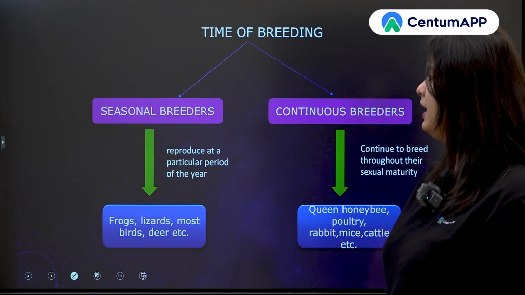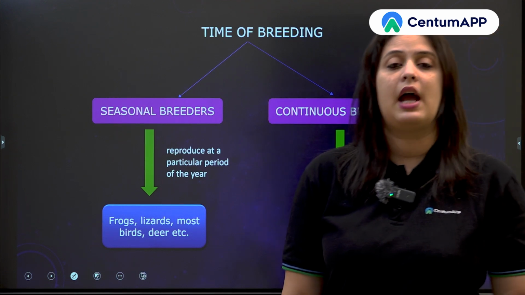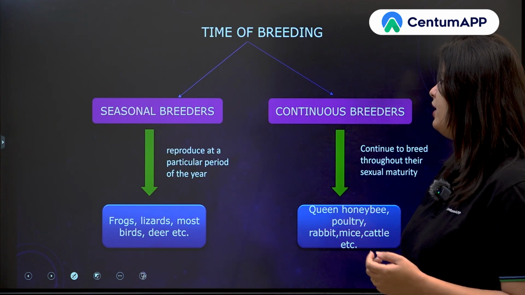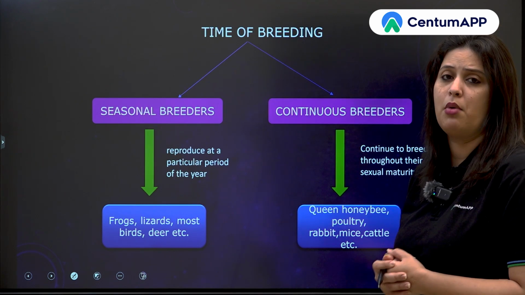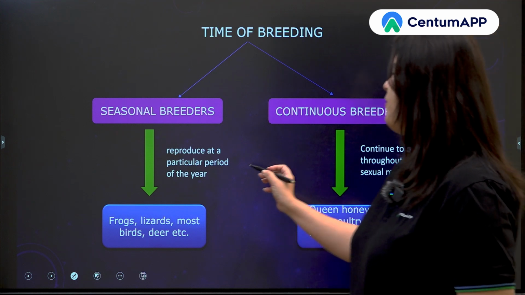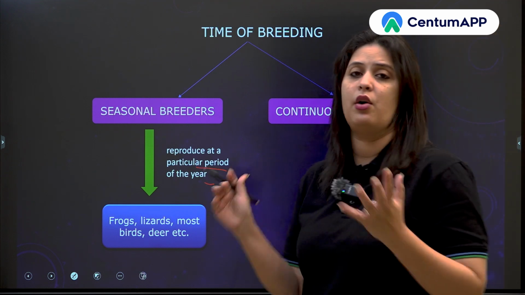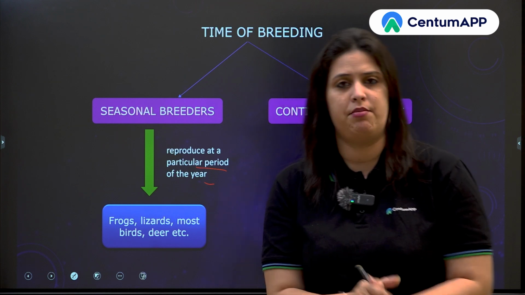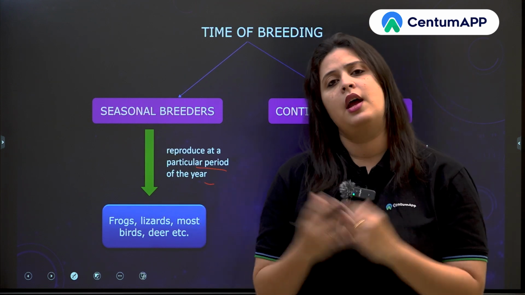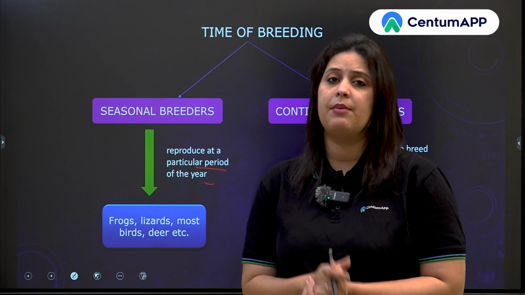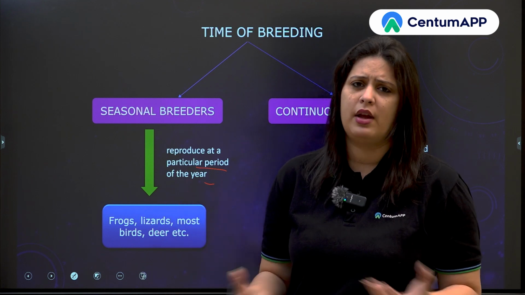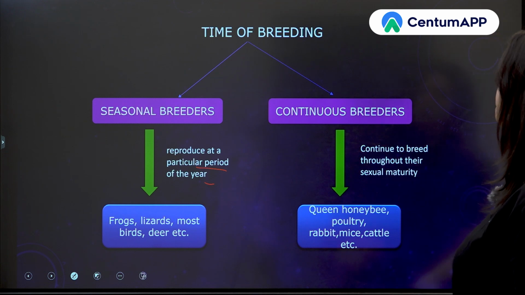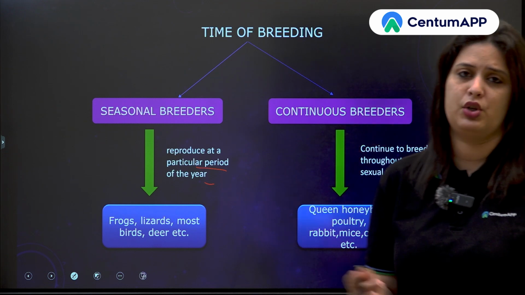So time of breeding. When you talk about time of breeding and sexual flowers, there are two types: seasonal breeders and continuous breeders. So what are the seasonal breeders? They reproduce at a particular period of the year. If it is flowering in May, it will flower only in May. Or if it is a winter plant, it will flower only when it is winter time in the particular country, okay, particular region. Continuous breeders continue to breed throughout their sexual maturity.